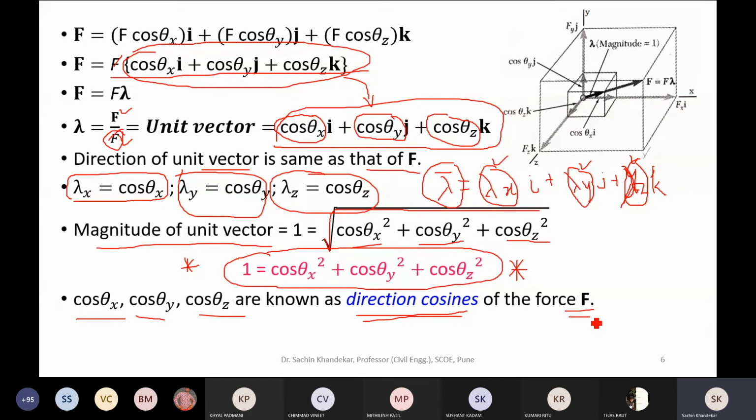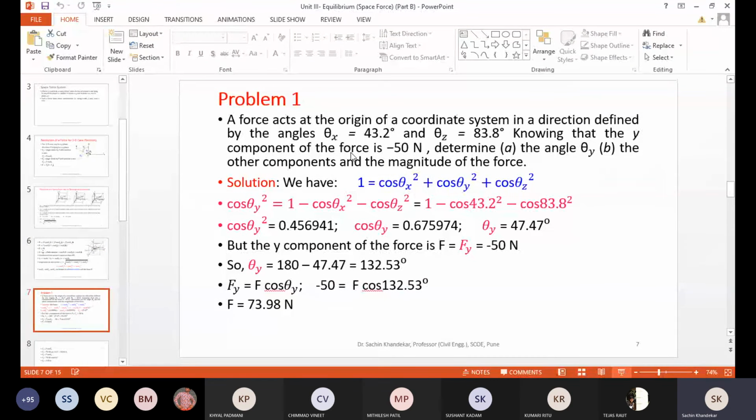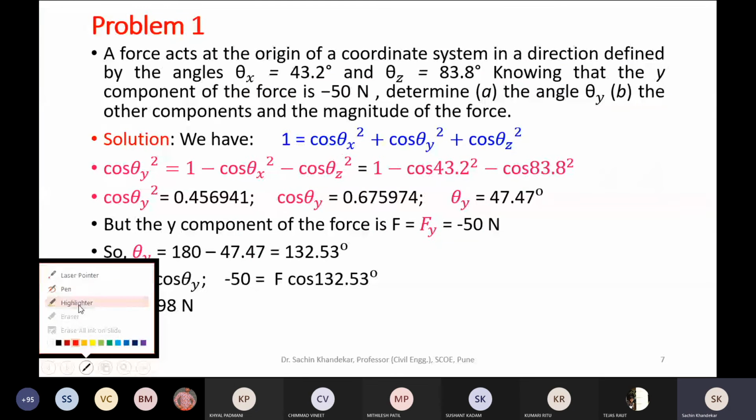So please note that I have not defined any of the components in terms of sign right now. Why we have not defined it, I think you have understood: we are finding the rectangular component of the force, and finding the rectangular component means taking its projection onto the respective axis, and projected length means the cos component. So cos theta x, cos theta y, cos theta z are known as the direction cosines, right? Now let's move on to one problem.